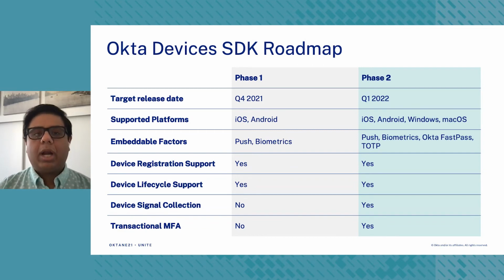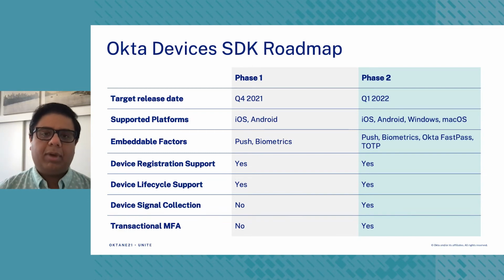In addition, we're adding support for device signal collection, so you can start doing some of those advanced security posture checks and make sure that only secure endpoints are receiving the information that you'd like the devices to access, as well as support for transactional MFA. So you can step up and authenticate in certain use cases rather than forcing authentication for verifying transactions or purchases or things along those lines.